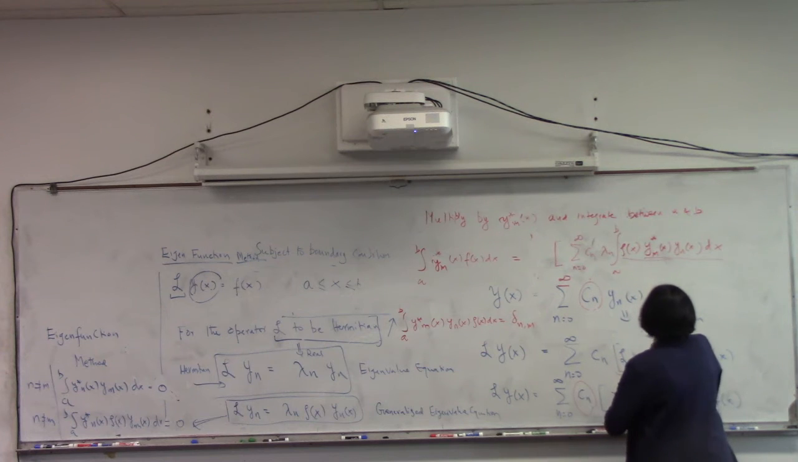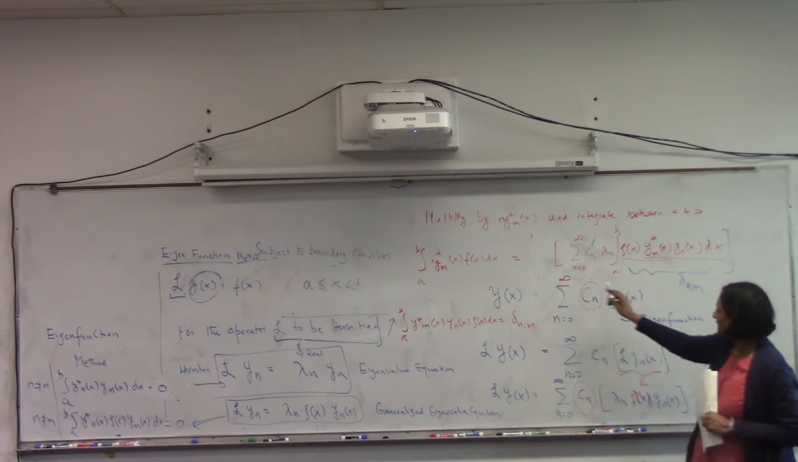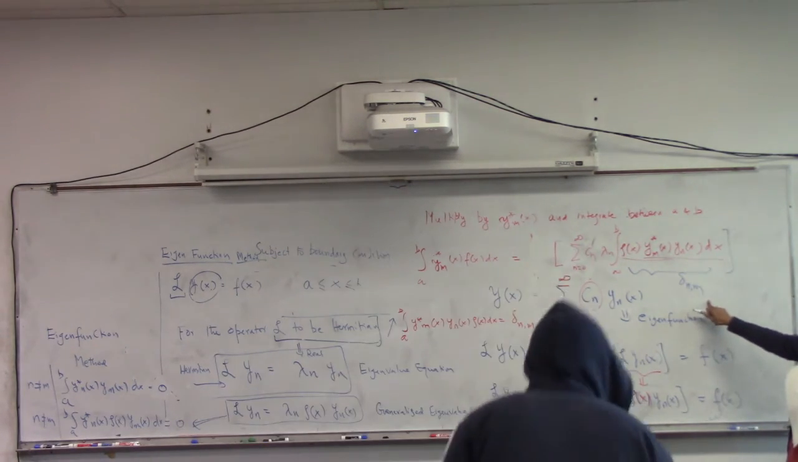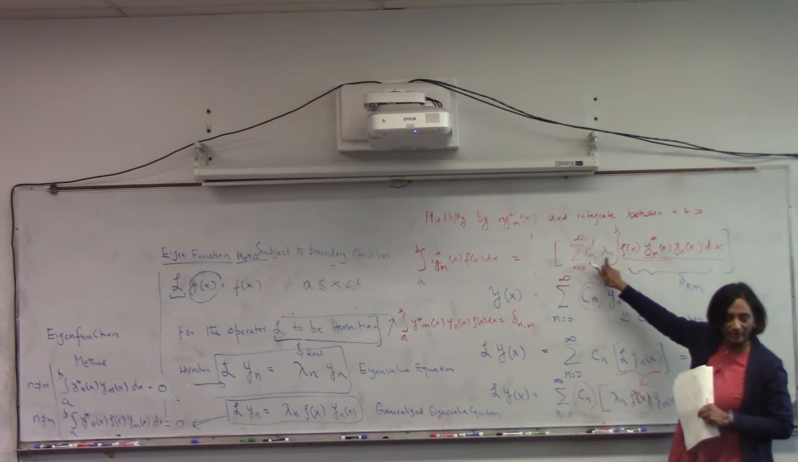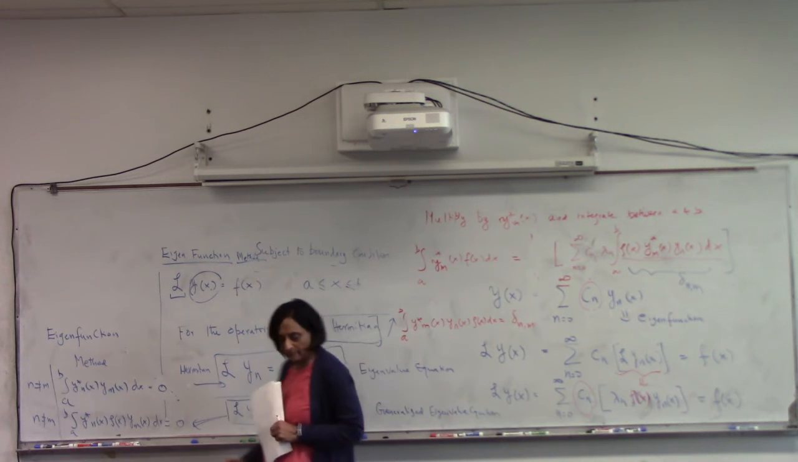So what is this term? So what is happening to the right hand side? What happens to the summation? It contributes only when n equals m, right? So what do we have? Cn lambda m. Okay, so my right hand side is now simplified to the following.